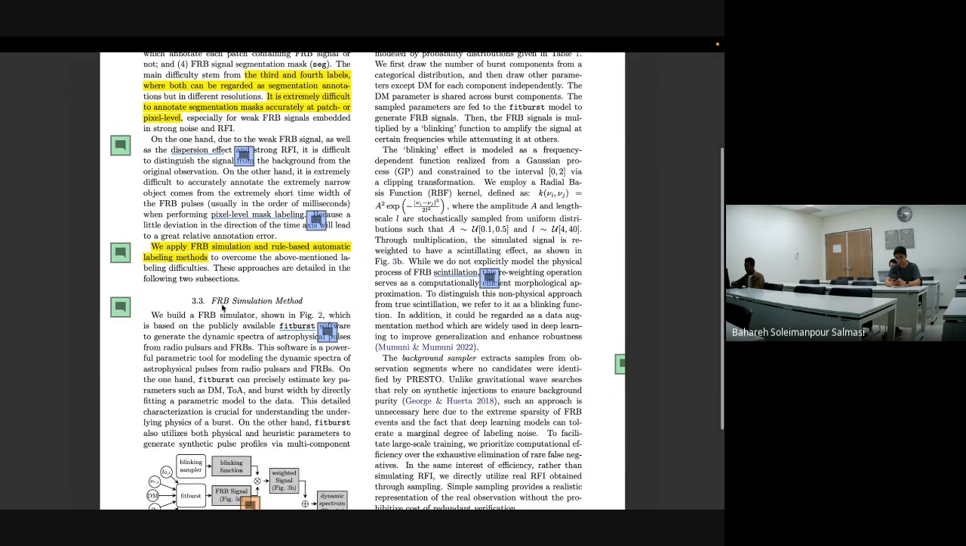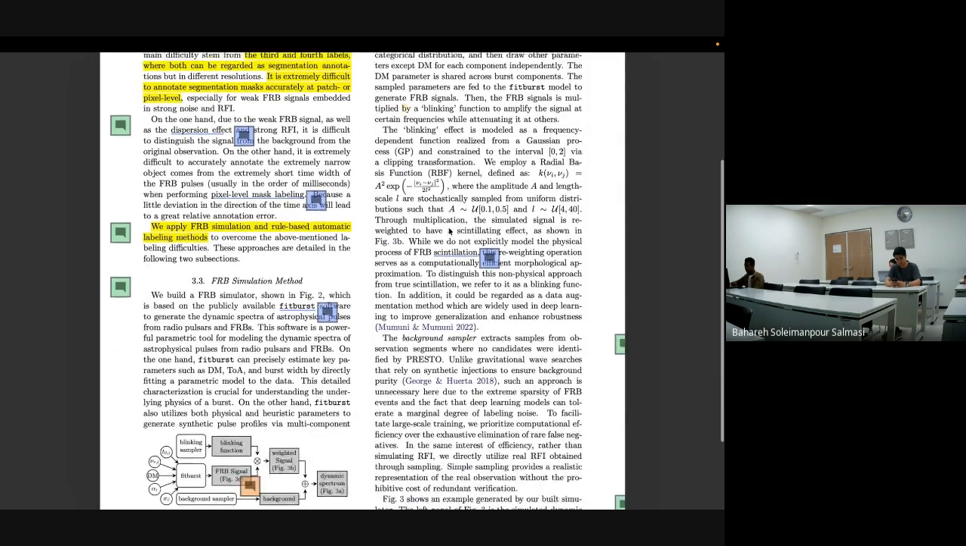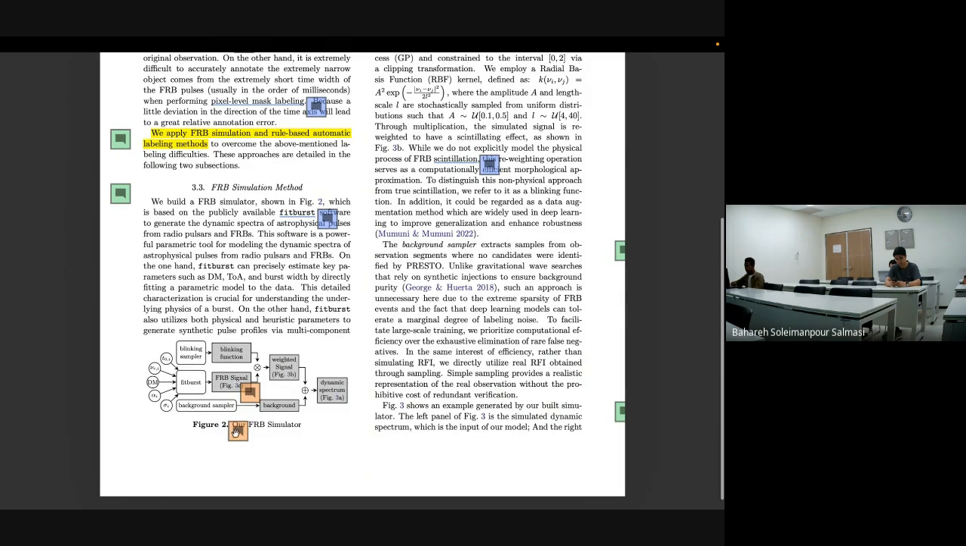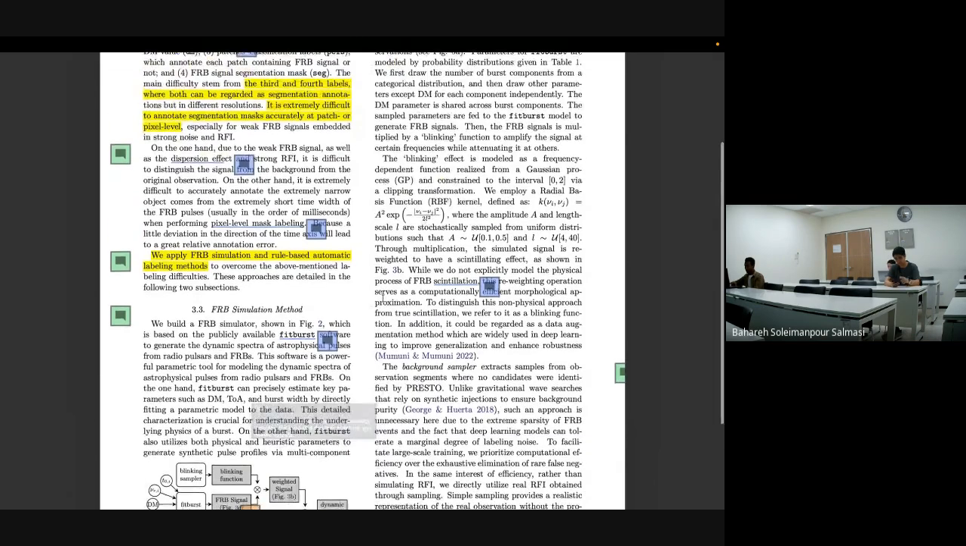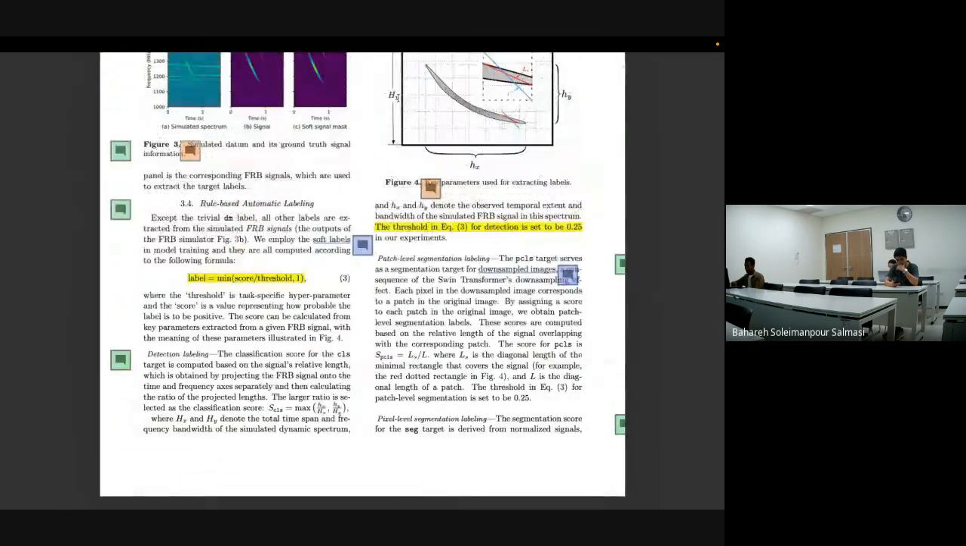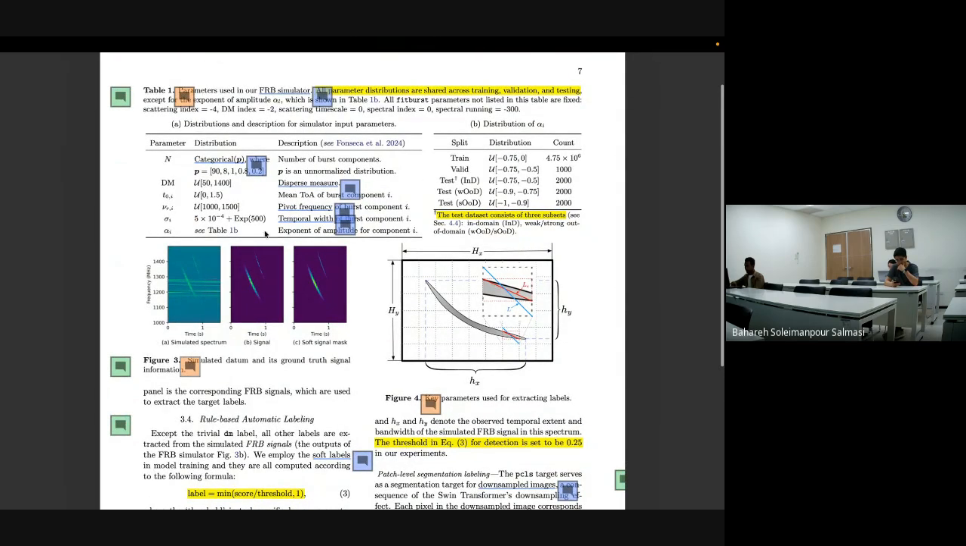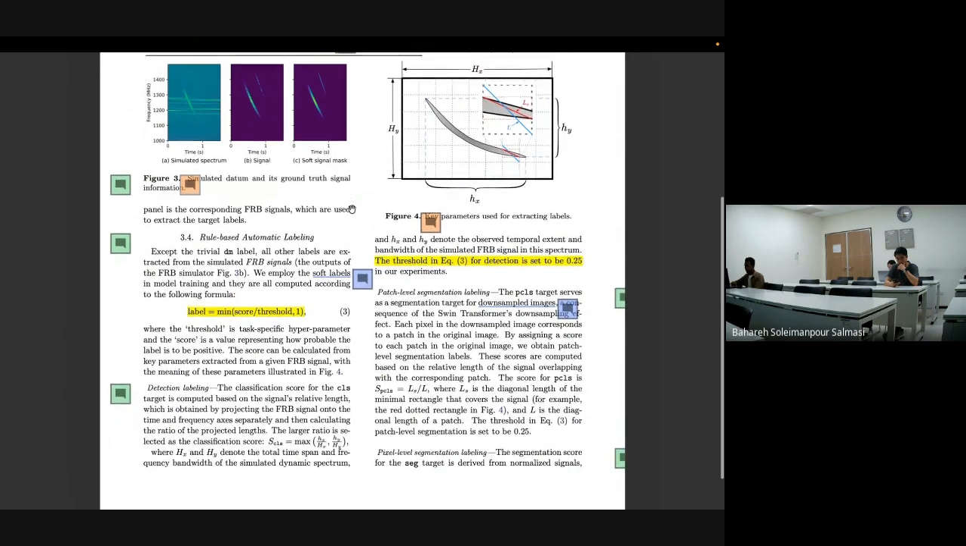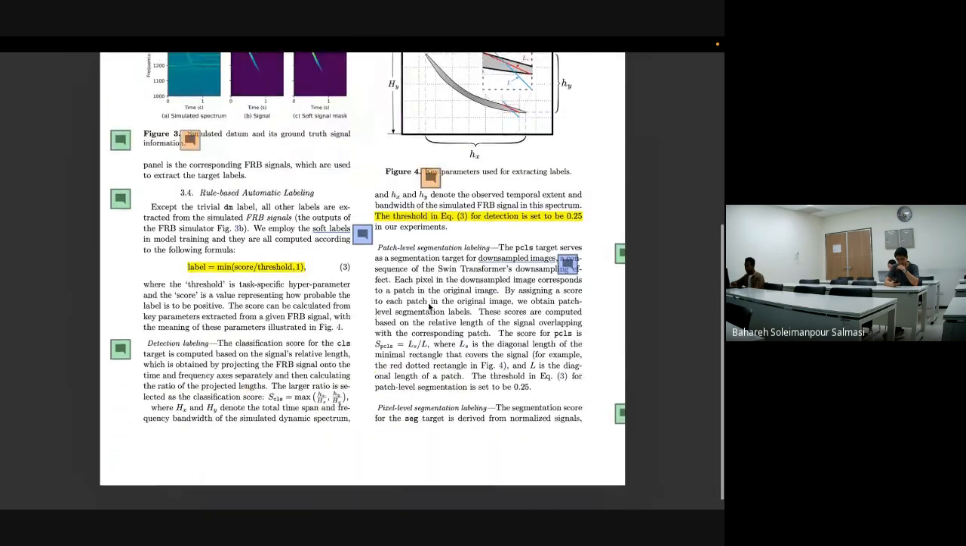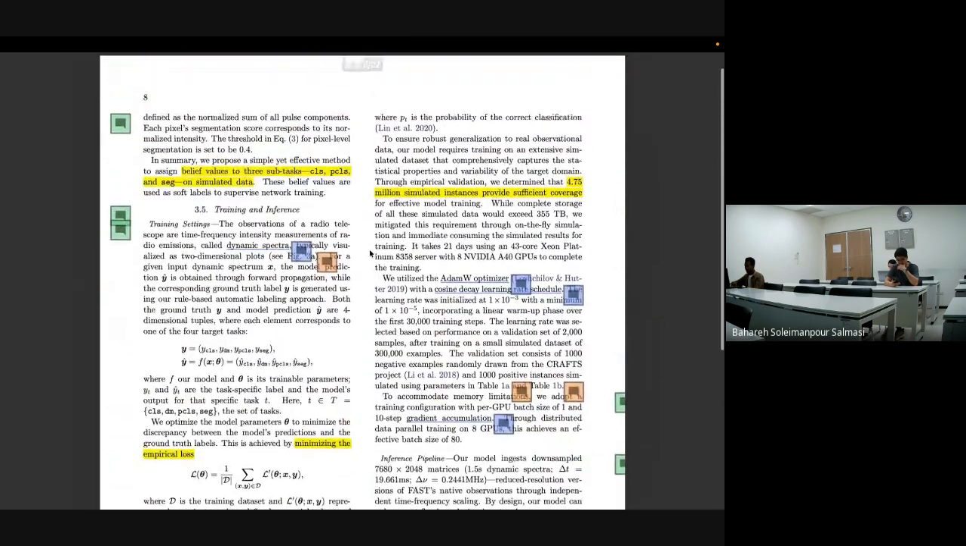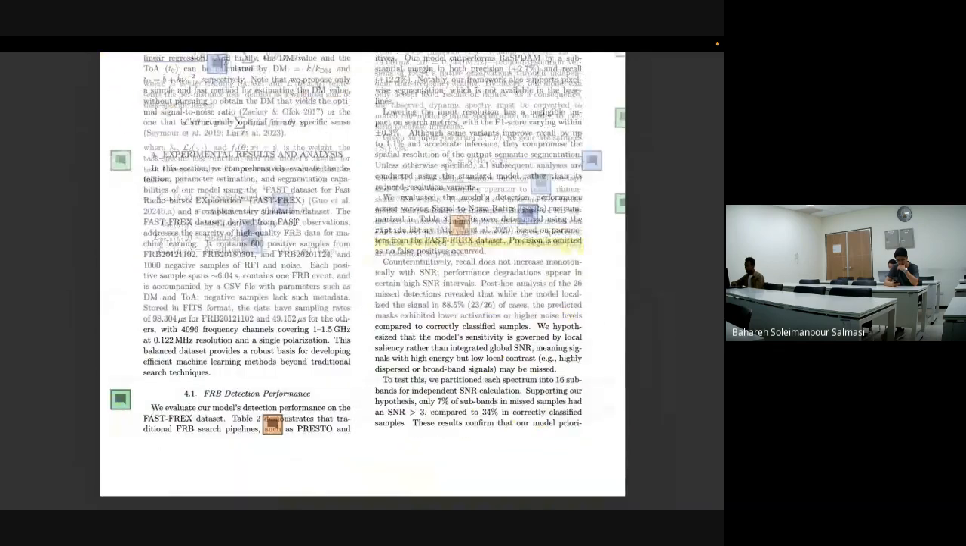Here it talks about how the FRB simulation is generated. There are some parameters, and this is the structure of how it is generated. It's generated by a simulator, including the simulated dynamic spectrum and related outputs. And here are some of the parameters that it used. So this is basically how it is generated, and let's go to the results.